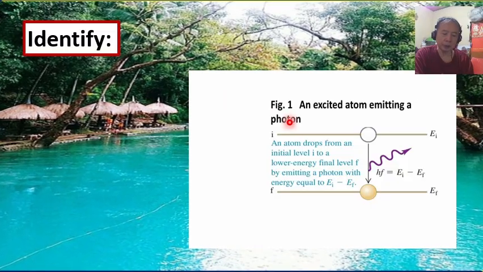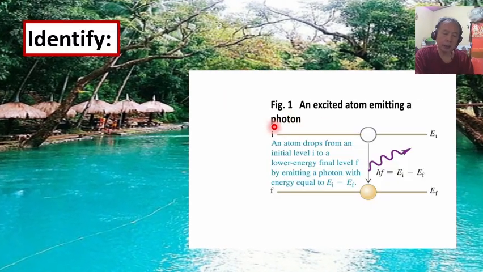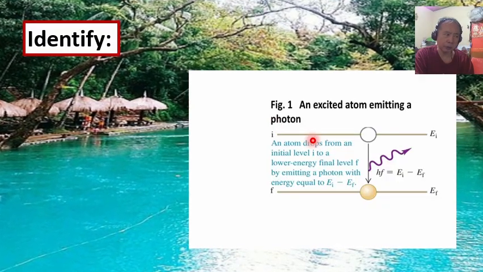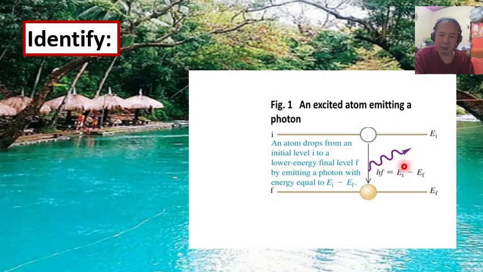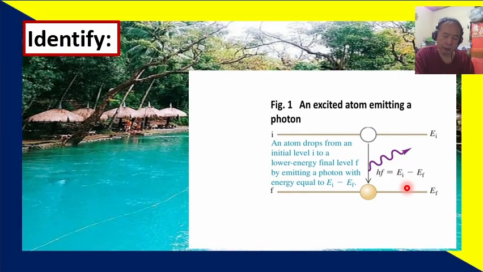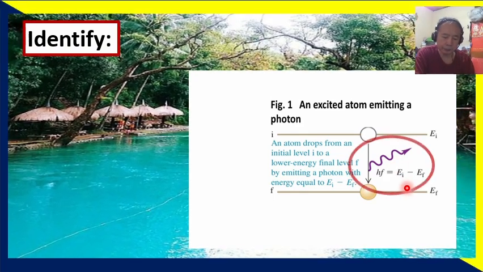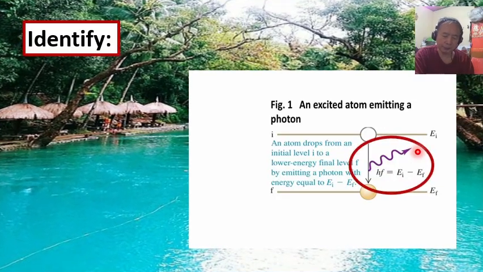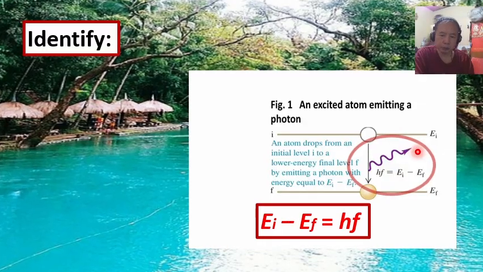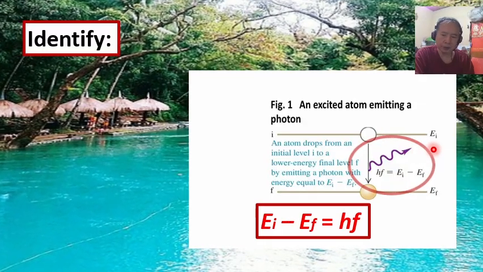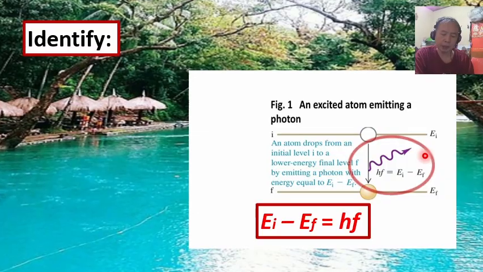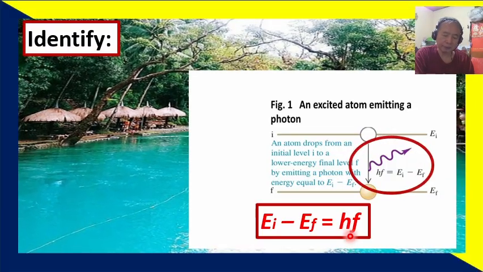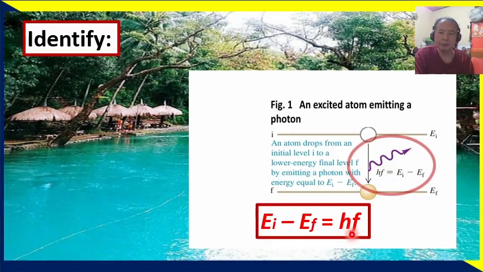As illustrated in figure 1, a hypothetical atom drops from an initial level I to a lower energy final level F by emitting a photon with energy hf equal to E_I minus E_F. The product of the Planck's constant h and the frequency f is the energy of the emitted photon.